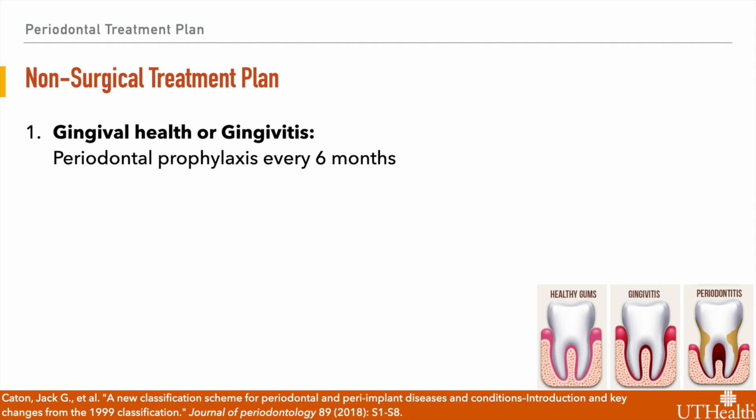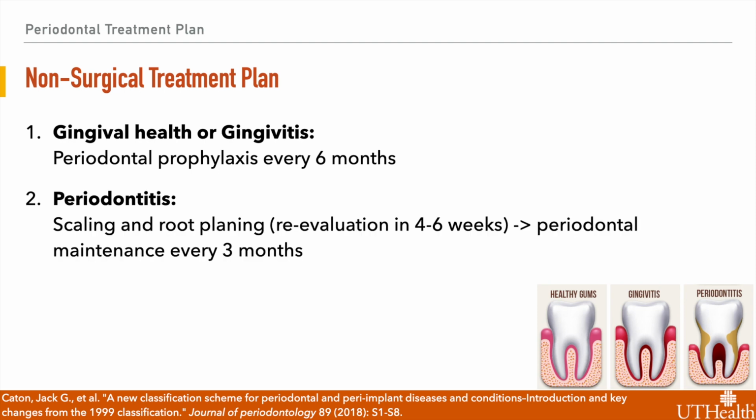we will recommend periodontal prophylaxis every 6 months. For periodontitis, scaling and root planing should be the first step of non-surgical periodontal treatment, followed by reevaluation in 4 to 6 weeks after the soft tissue heals. Evaluate the healing and result of your scaling and root planing to determine whether the patient needs to be referred for surgical management or the periodontal disease can be maintained with periodontal maintenance every 3 months.